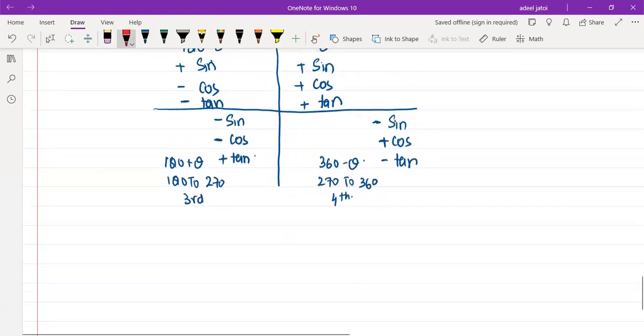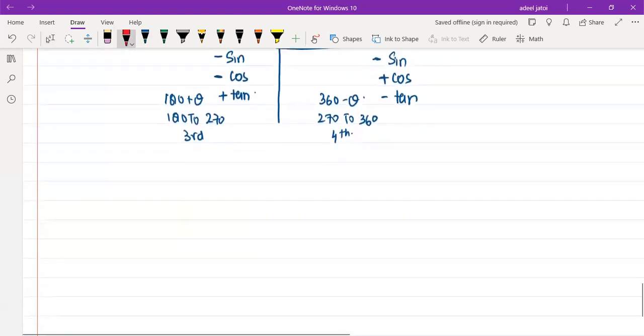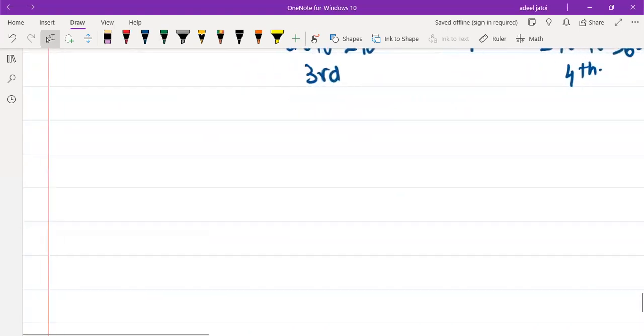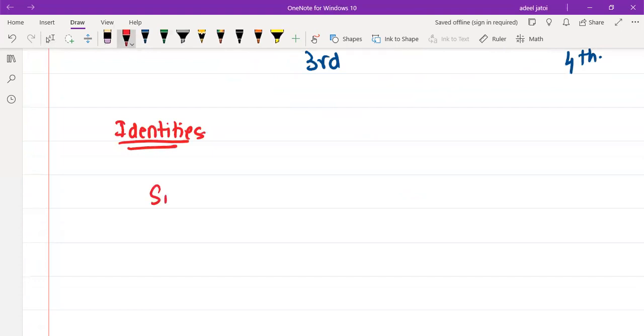Now, considering that you know the basic concept of basic angles, your question will be linked to identities as well. Your question will be linked to identities. There are two basic identities in this. How many identities? Two basic identities. One is sine square theta plus cos square theta is equal to 1.